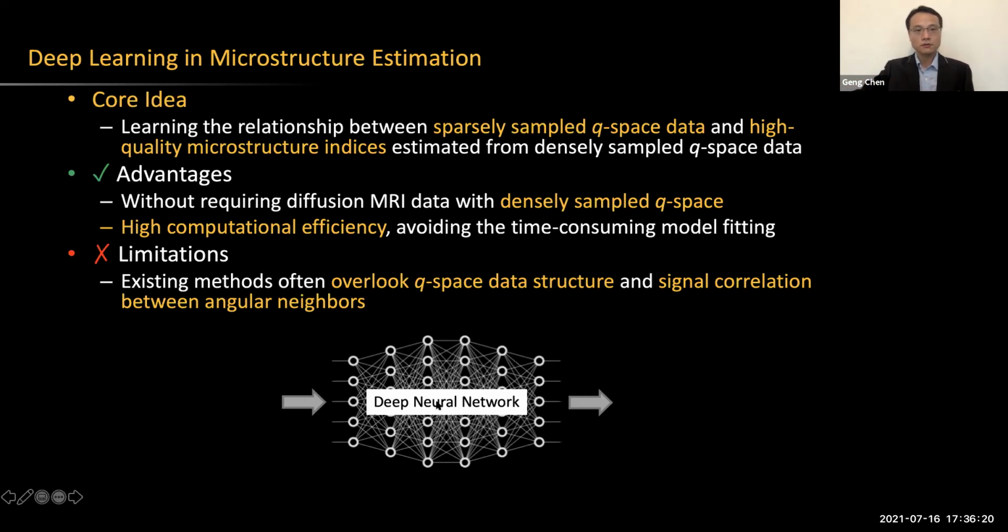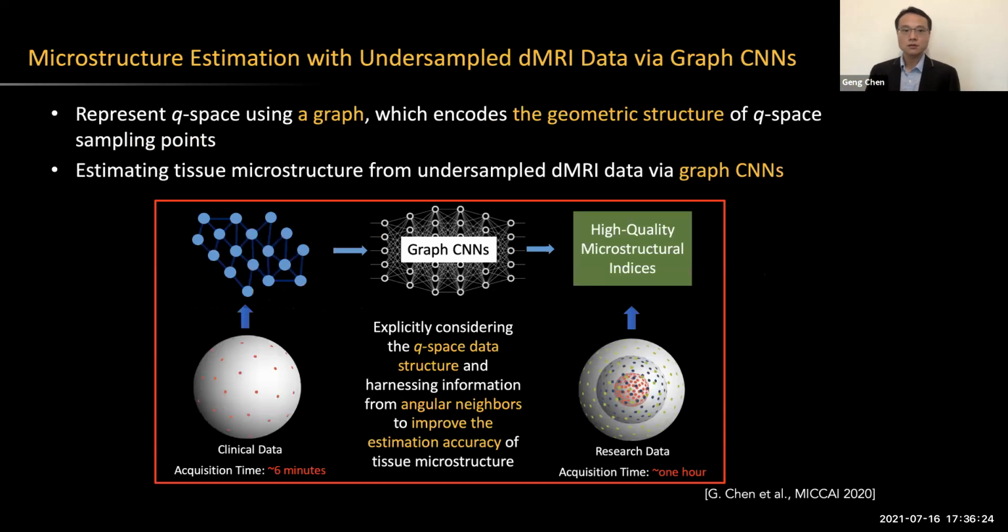This is a major problem for the existing method. So to resolve this, we propose to represent a Q-space using a graph, which encodes the geometry structure of Q-space sampling points. And we are able to estimate the NODDI microstructure from undersampled diffusion data via graph convolutional neural networks.